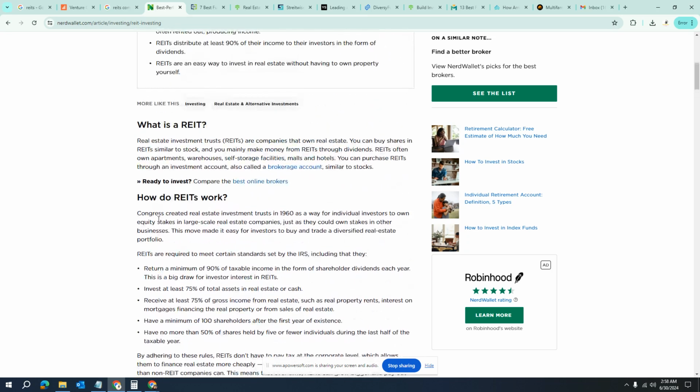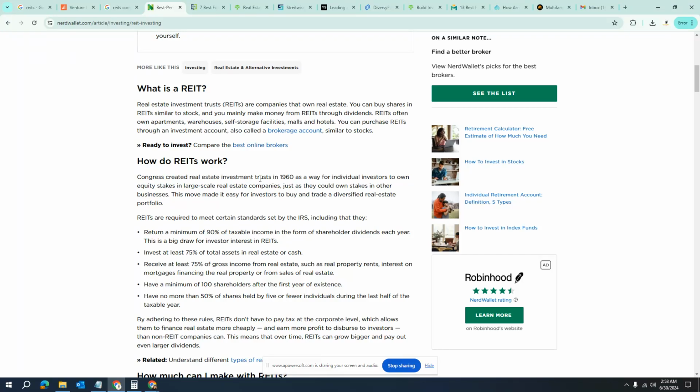Okay, so Congress created the real estate investment trust in 1960, as a way for individual investors to own equity stakes in large-scale real estate companies. REITs are required to meet certain requirements. This is what I like about REITs, because they return a minimum of 90% of taxable income in the form of shareholder dividends each year. So 90% of the income needs to go back to the shareholders.